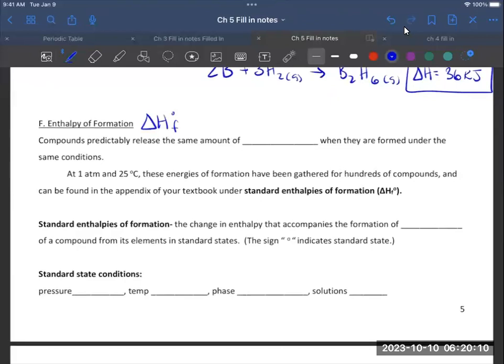So here's the important thing. Compounds predictably release the same amount of energy when they are formed under the same conditions. What scientists have done is they've measured how much energy is released when compounds are formed at 1 atmosphere and 25 degrees Celsius to keep the conditions consistent. And when those are formed and they measure the energy, that's your delta H of formation.